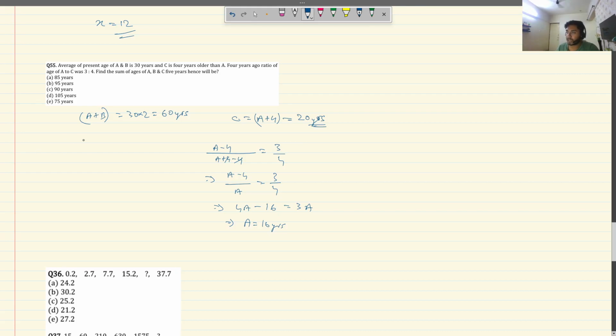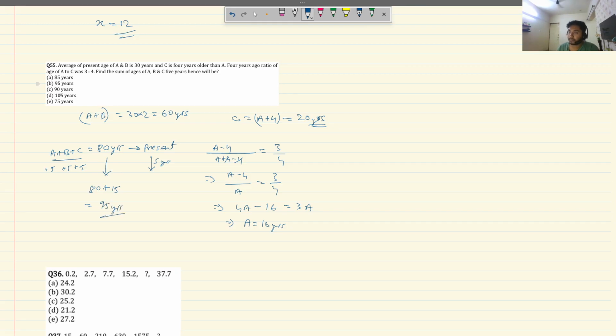फिर प्रेजेंट एज का सम क्या है, a प्लस b प्लस c का, इज माई 60 plus 20, दैट इज 80 years। क्वेश्चन में पूछा क्या है, फाइंड द सम ऑफ एजेस ऑफ ए प्लस बी 5 years hence। तो ये मेरा प्रेजेंट में है। 5 साल बाद तीनों का एज 5 5 5 बढ़ जाएगा, मतलब टोटल में 15 साल बढ़ जाएंगे। सो 80 + 15 that is 95 years। That is your answer.